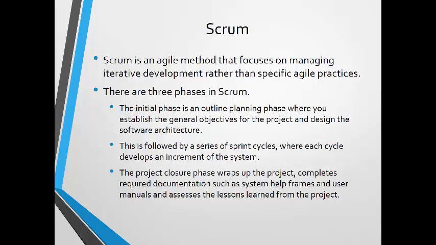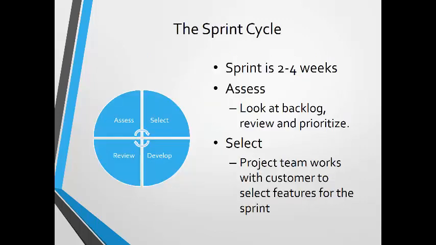Let's take a look at these sprint cycles. The sprint is 2 to 4 weeks and has 4 components. First is assess: look at the backlog, review, and prioritize. Second is select. The project team works with the customer to select features that they want to include in that particular sprint from the product backlog.